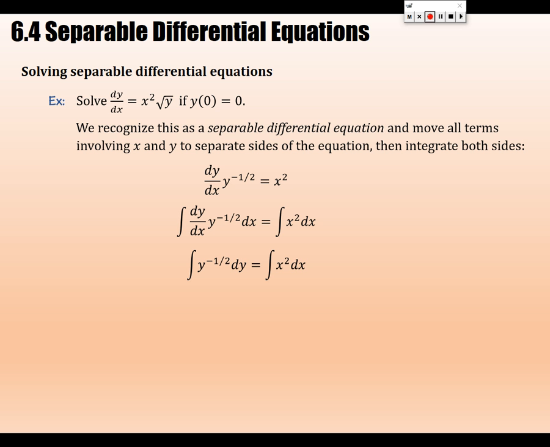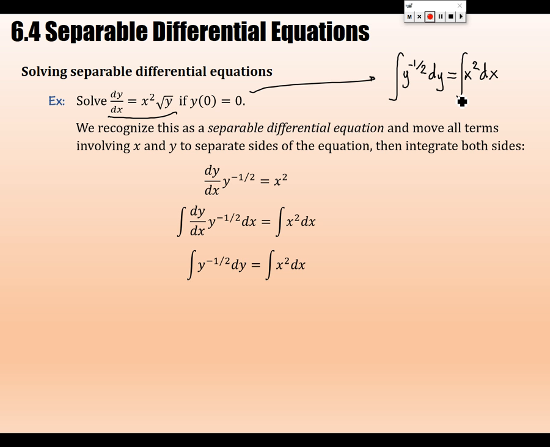One might be tempted to write this too, and I think this is often how I write these too. Right away, I rewrite this original problem as y to the negative 1/2 dy equals x squared dx, and then I throw integrals on them. But technically, you can't integrate one side with respect to x and one side with respect to y, so just know that that's not what we're doing. We're integrating both sides with respect to x. It's just over here it goes away.